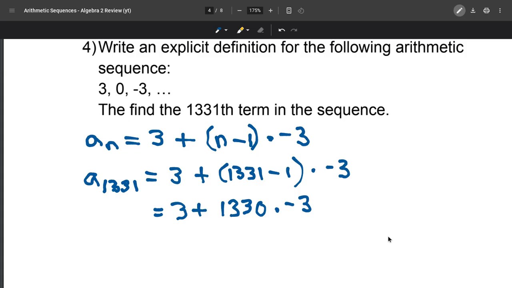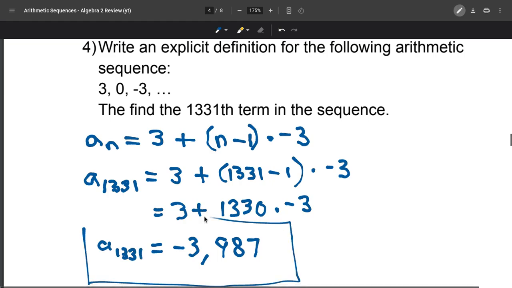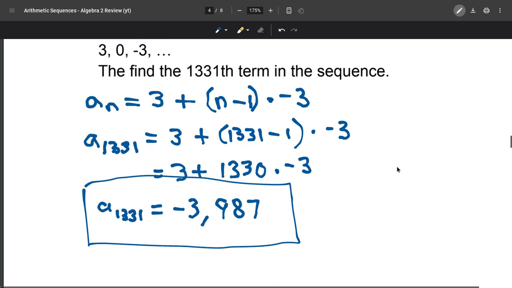Okay, hold on one sec. 3 plus 1330 times negative 3 is going to be negative 3097. Or 987 rather. And that's the 1331st term. All right, let's keep going.